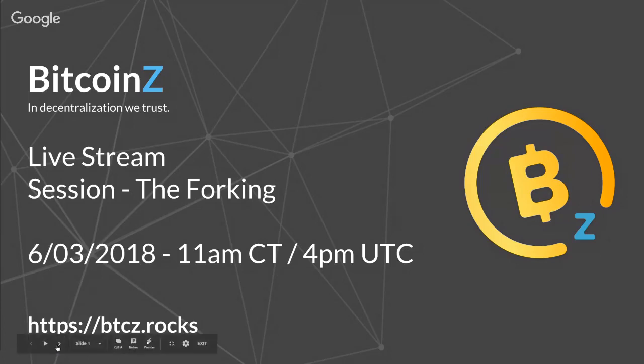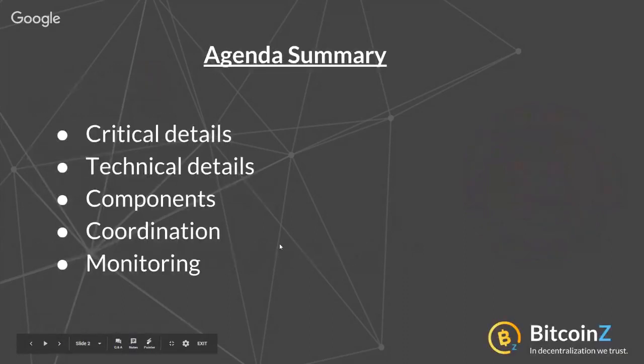Moving on to the first slide, I just want to go over a quick agenda summary. We're going to go over some critical details, which is mainly what everybody really cares about: the details that involve the block height, the things people mainly care about, that they need to switch over.